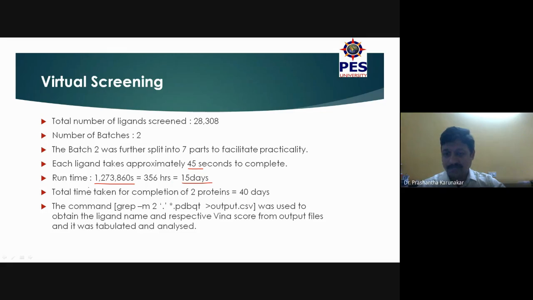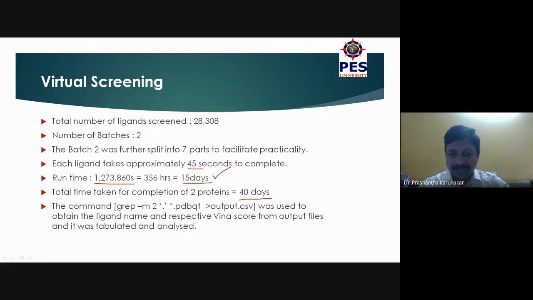This is the runtime assuming that you sit continuously and perform. If we have 2 proteins and one system, it will take approximately 40 days to complete the whole docking simulation. Of course, if we have a GPU or parallel computing, if you have 2 systems, then you can run in parallel and get the results within 10 or 15 days also. This is just for one computer, how much time these many ligands are going to take.